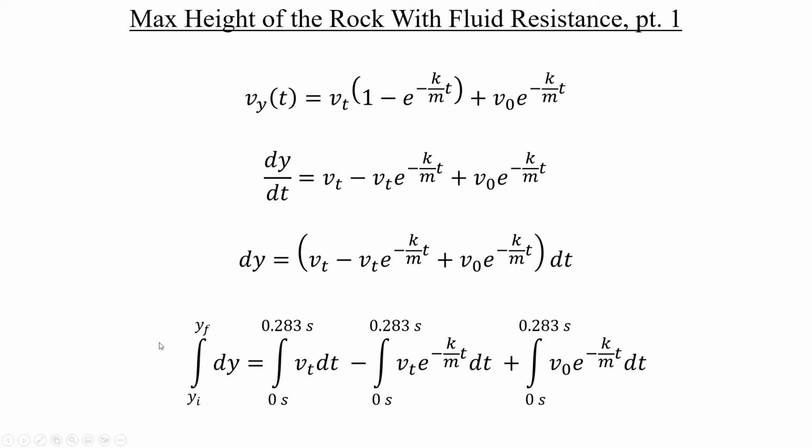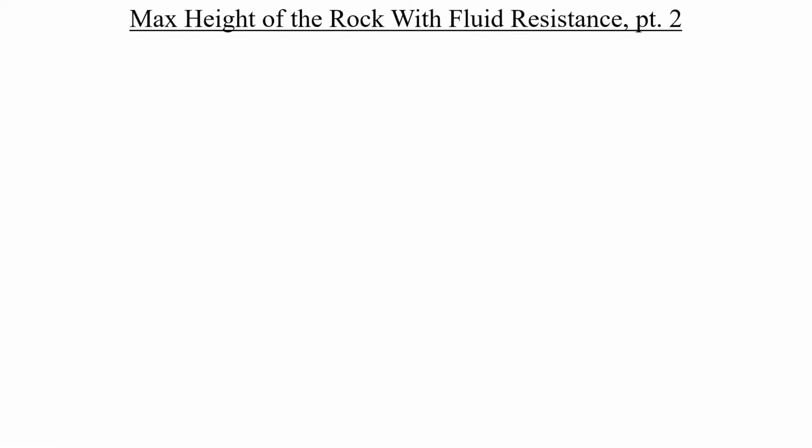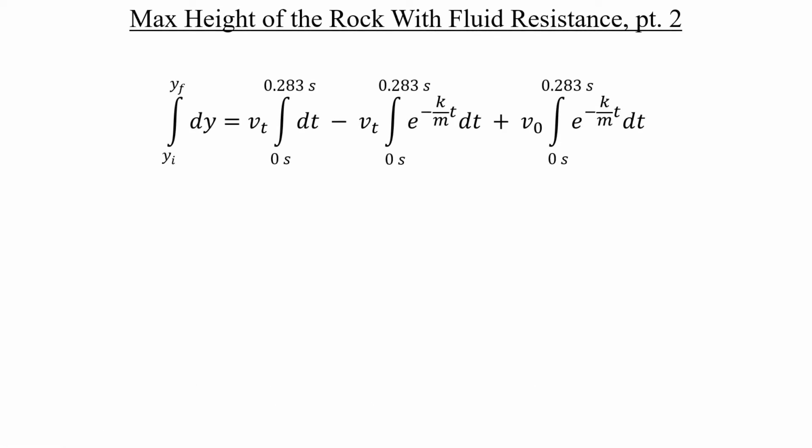One thing I would recommend on the right-hand side to start is factoring out all the constants, which are the terminal velocity term, or terms, since there's 2 of them here, and then the initial velocity term. If we do that, here's what our expression would look like.